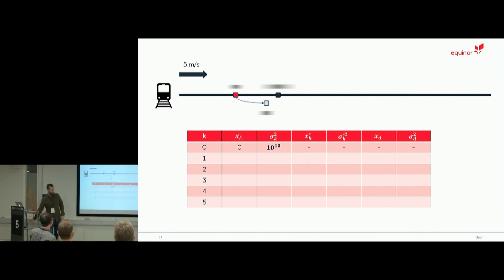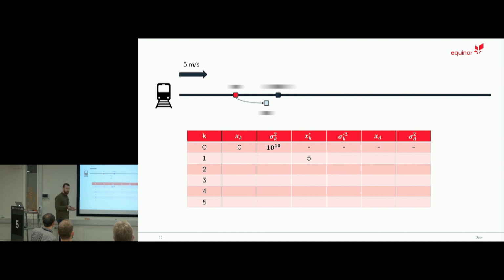All right. So we have to start out with something. So my first estimate is just the train being at position 0, meaning all the way to the left. But I really have no clue. So I just put my error margin to be 10 to the 10 because I don't know what I'm talking about at all. This basically means I have no knowledge. I'm clueless.